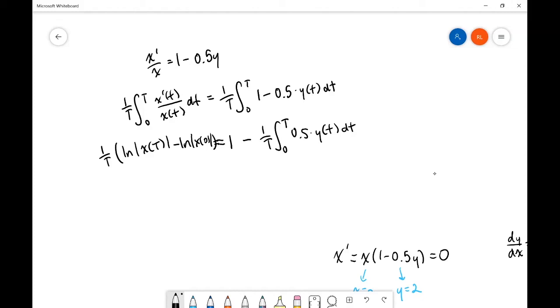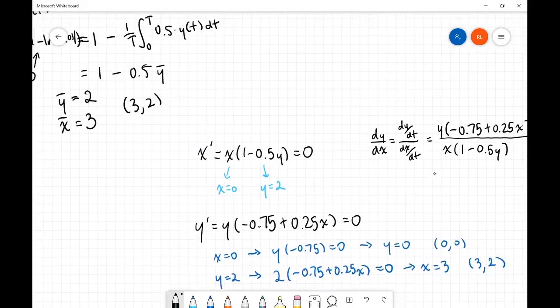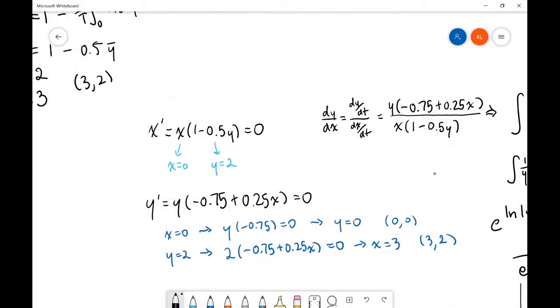And since we know that t is a period, these two have to equal each other, so this turns into 0. So we get that 0 is equal to 1 minus 0.5 of the average of y. And we find that the average of y would be equal to 2. Very interesting, right? Remember back in the demo that we saw that the average of x was 3. So the average turns out to actually be the equilibrium point, the other equilibrium point that we found over here.